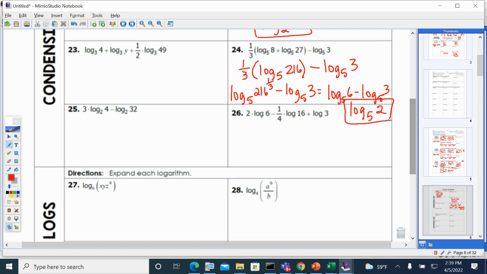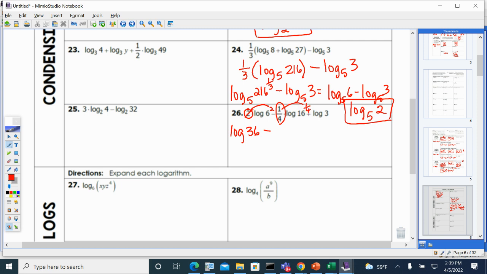Let's look at number 26. To start this, there are no parentheses, but I want to look for some exponents. My exponents are here and here. And right now they don't look like exponents, but that's exactly what they are. So log of 6 squared, because the 2 becomes that exponent, right? So I have log of 36 minus 16 to the 1/4 power.